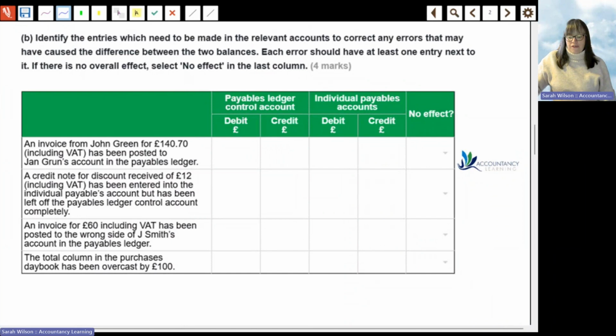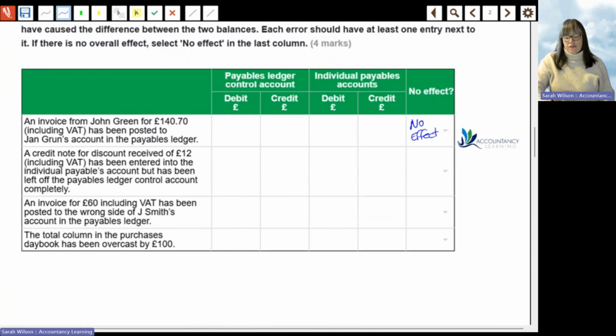So starting then with that first one there, an invoice from John Green for £140.70, including VAT, has been posted to Jan Grun's account in the payables ledger. So the transaction has gone through on the individual accounts, but it's been put on the wrong individual account. So that means that there's going to be no effect because there's no imbalance. So the posting's gone through, but it's gone through on the wrong account. But the difference is not going to be between the payables ledger and the payables ledger control account.